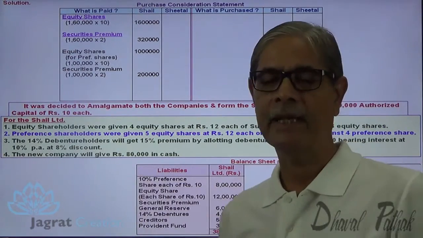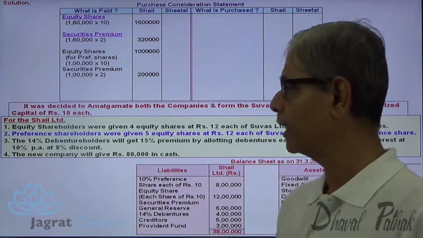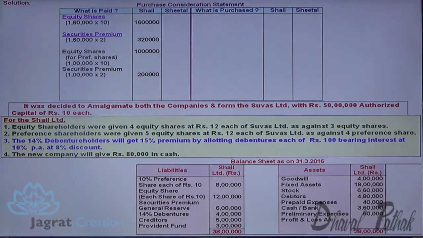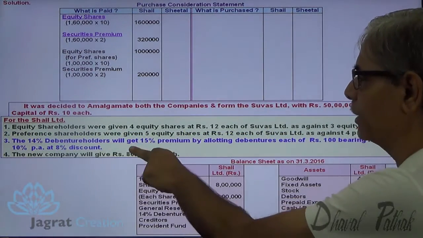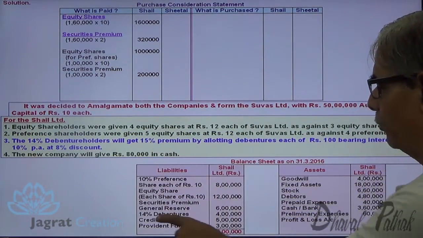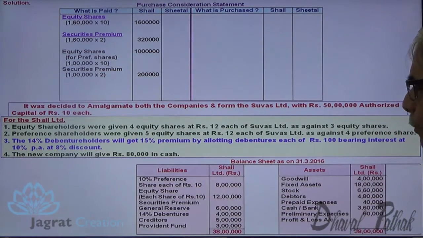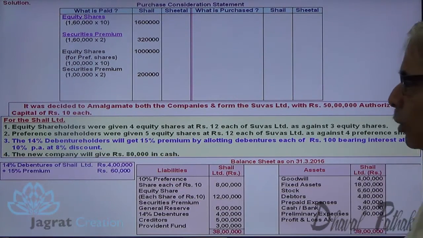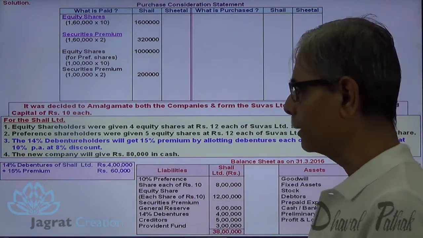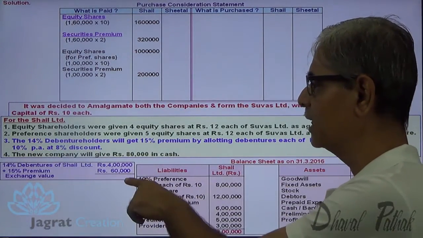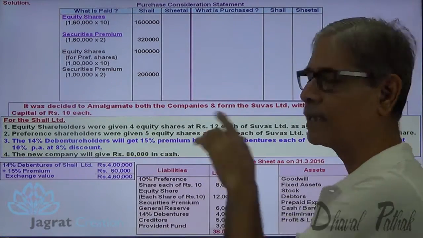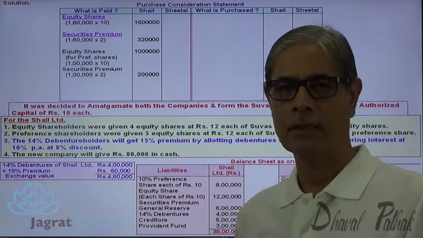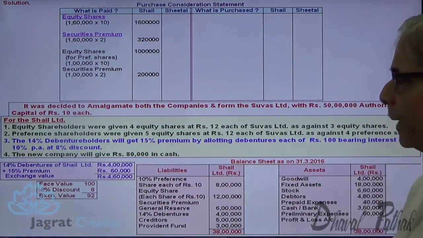Now let us consider the debenture point. 14% debenture holders will get a 15% premium. 14% debentures are 4 lakh. On that you are required to give a 15% premium. 15 fours are 60, so this is the premium to be paid. So 4 lakh plus 60,000 is the exchange value. So debentures are purchased at a price of 4,60,000. They are to be paid.